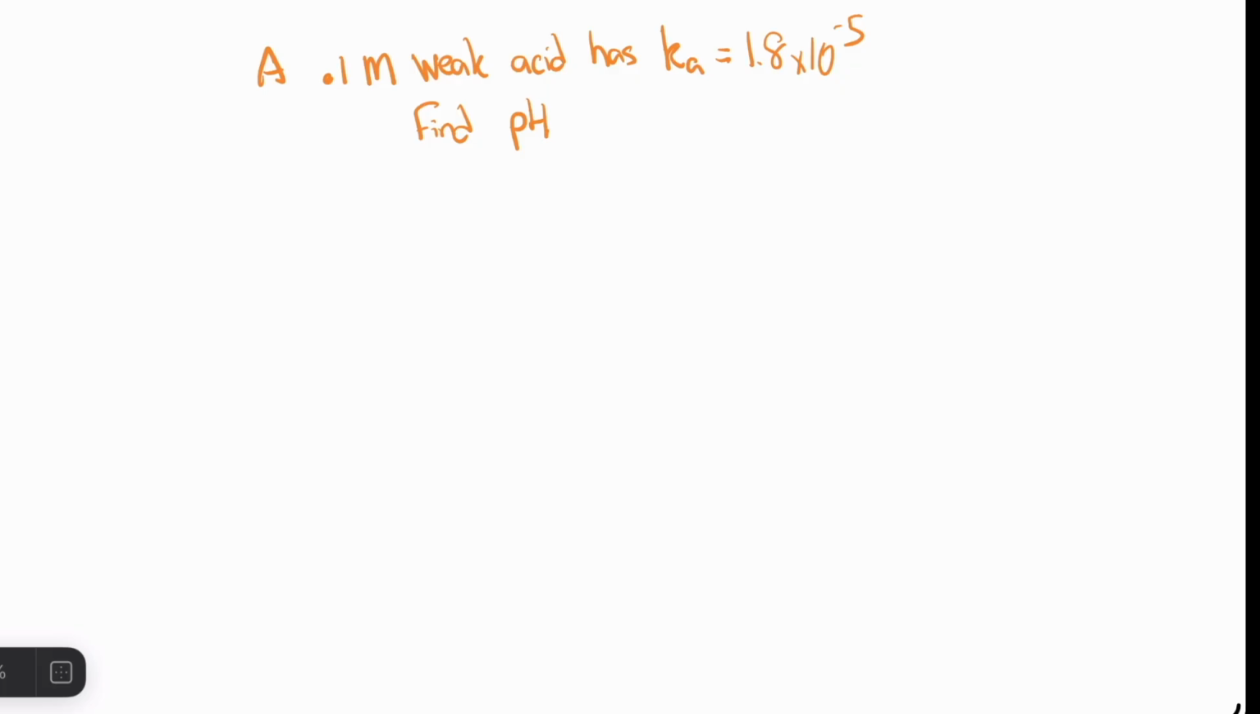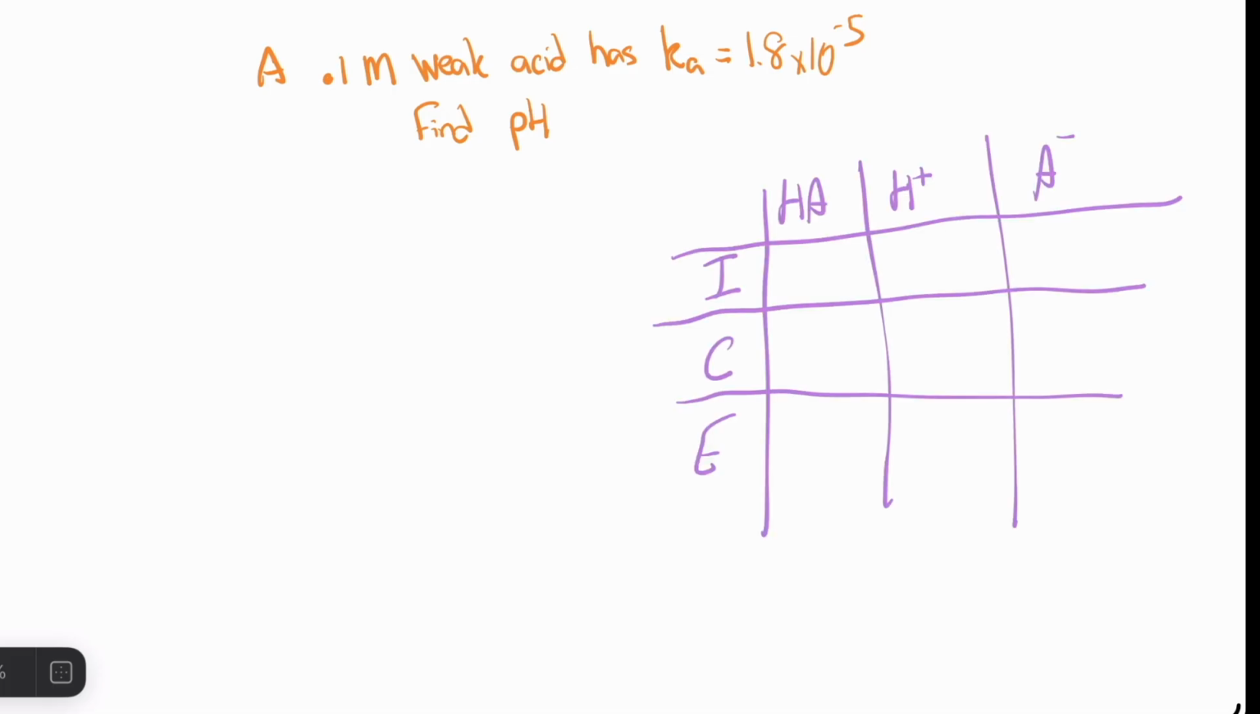If we have a 0.1 molar weak acid with a Ka of 1.8 times 10 to the negative 5th, what is the pH? So we're going to have to set up our ice table again, and we'll put our initial concentration of our 0.1 molar, our 0 and 0, since our reaction hasn't started yet. And for change, now here is where we would have put our H plus concentration, which we could have gotten from the pH, but we don't have that.